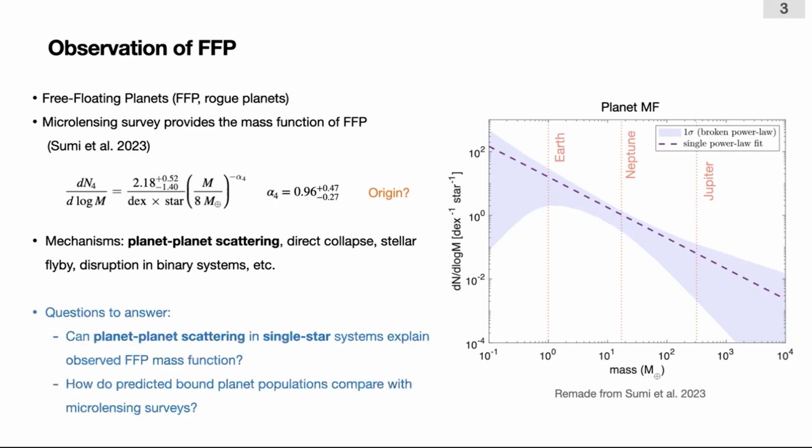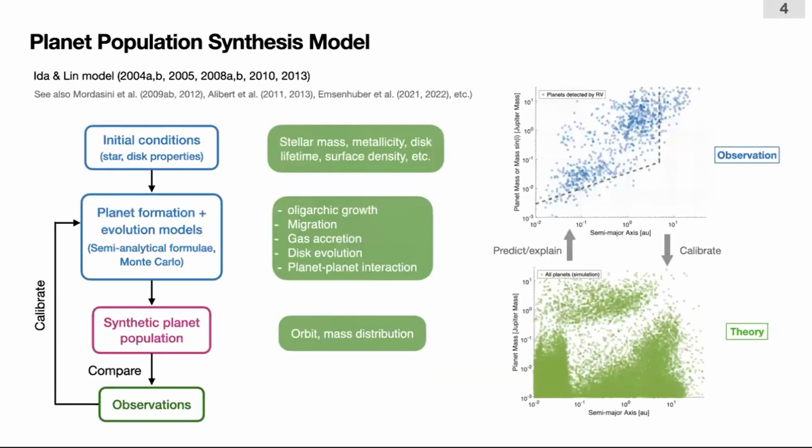The questions we're trying to answer are, first, can planet-planet scattering in single-star systems explain the observed free-floating planet mass function? And also, how does the predicted bound planet population compare with the microlensing survey results? The reason I emphasize single-star systems is because, first, of course, the population synthesis model we use is designed for single-star systems. But more importantly, for planetary systems around single stars, we have plenty of observational data, so that we can compare our results with them and know if our model is good or not.